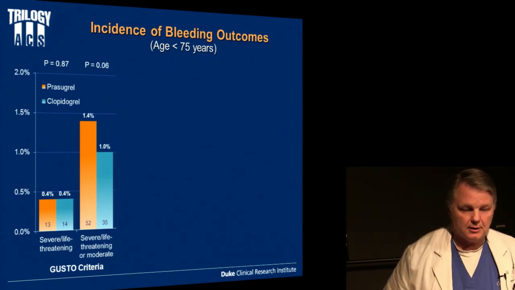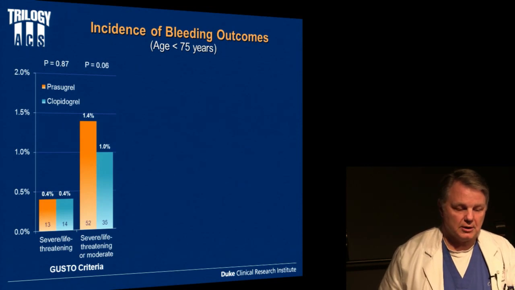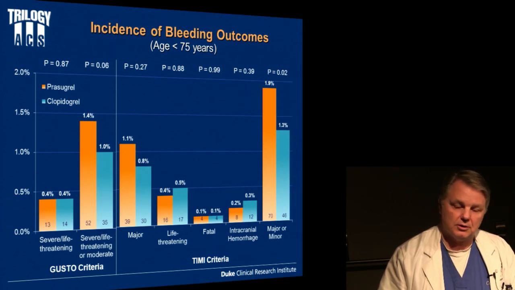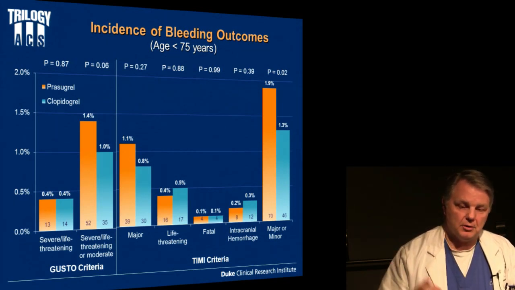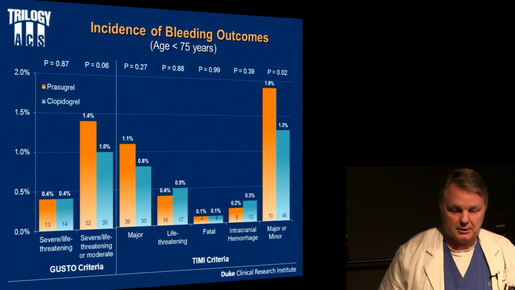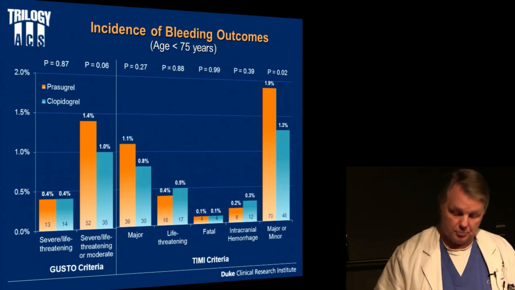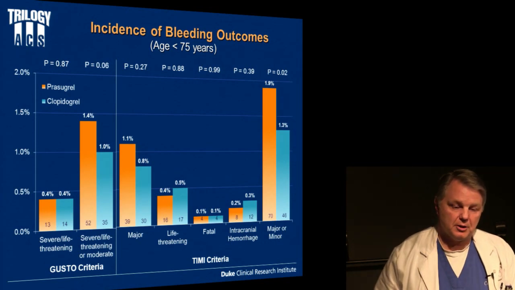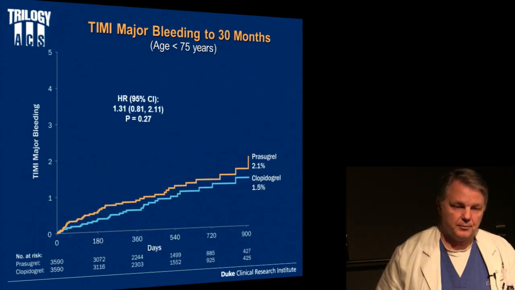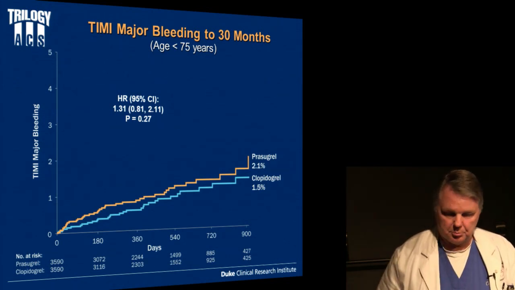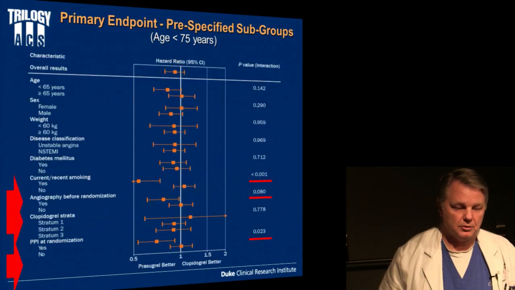There's a trend here using the GUSTO criteria. If you include moderate bleeding, and if you use the TIMI bleeding shown here, there's really no signal of increased risk of bleeding. It's only when you have major and minor bleeding that this increased. So I think long-term prasugrel, at least within the context of this trial, appeared to be quite safe in this setting. And here are the curves, and you can see the separation starts at about 30 days, but the curves are pretty much parallel after this point.